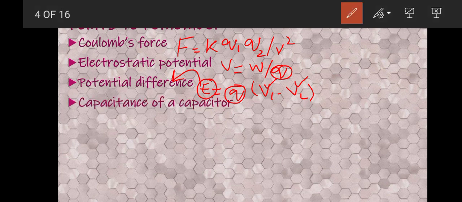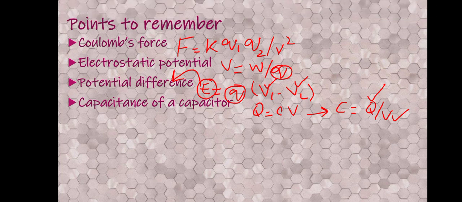Capacitance of a capacitor was given by Q equals CV, where C is the capacitance, so you can rearrange it for C as Q divided by V, where Q is the amount of charge stored by the capacitor, V is the voltage, and C is the capacitance of the capacitor.